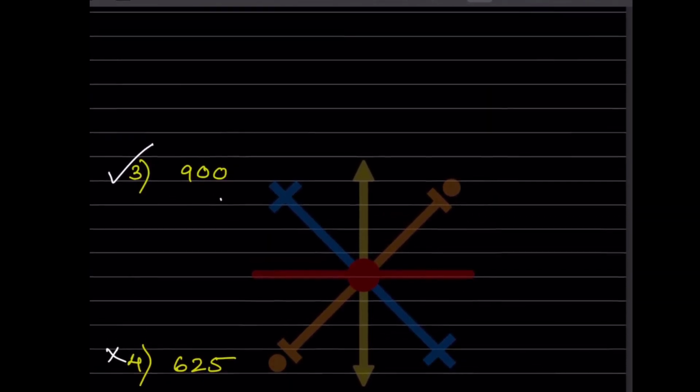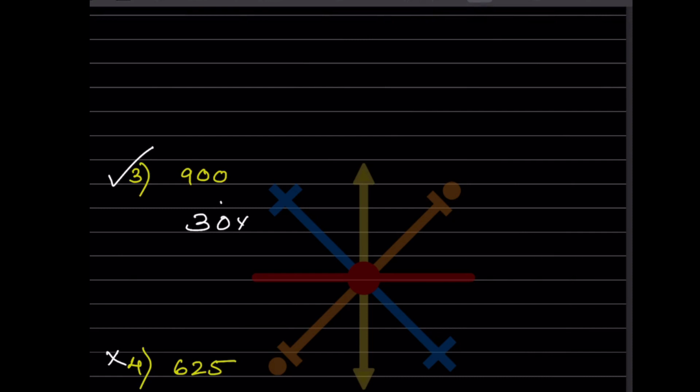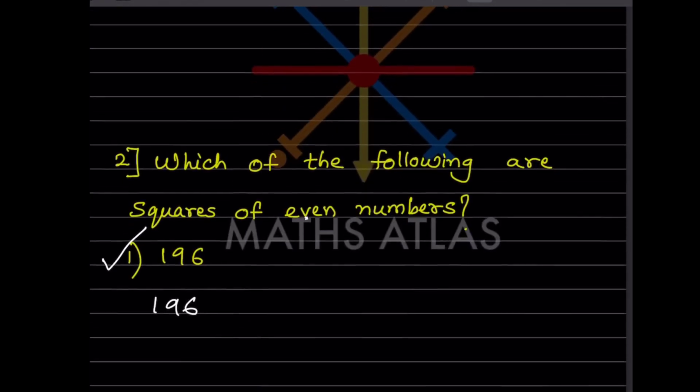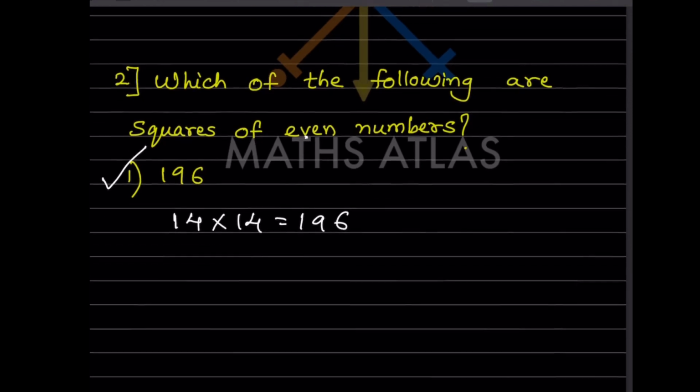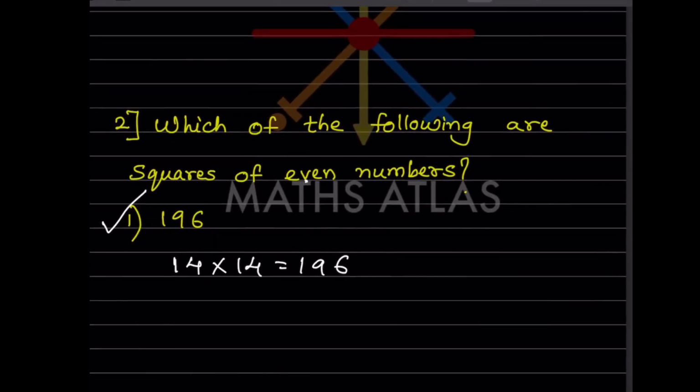Because 30 30s will be 900, and here, what is this going to be? 14 14s will be 196. So that is a square of an even number.